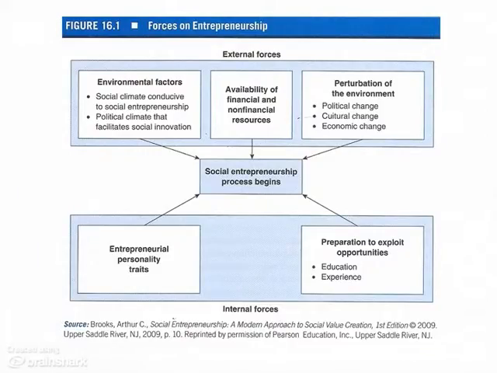Figure 16.1 is a graphic illustration of the forces on entrepreneurship. Now you'll see at the center the social entrepreneurship process begins as a result of the external forces at the top and the internal forces at the bottom. And the environmental factors would include things such as social climate, which is conducive to social entrepreneurship, and a political climate that would facilitate social innovation, as well as the availability of financial and non-financial resources, and changes within the political and cultural and economic environments.